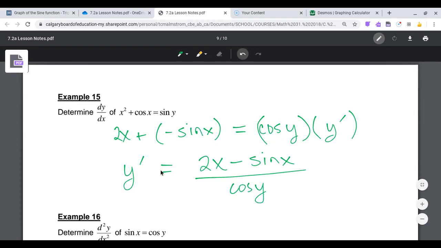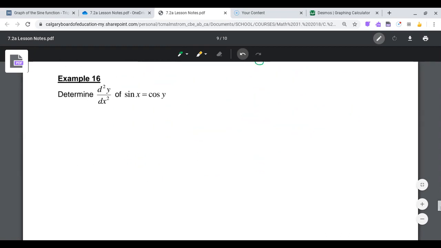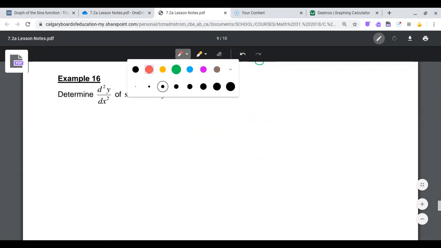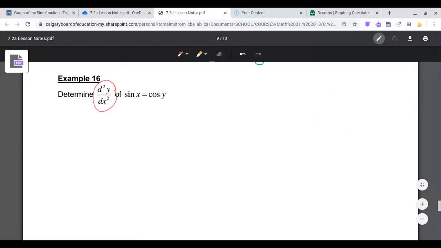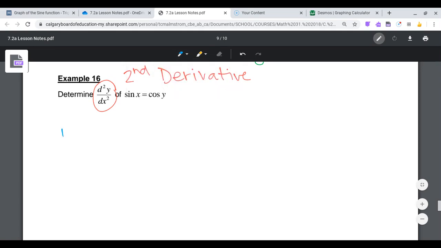All right, example 16. So in this one, hopefully we're noticing that we have some 2's in here. So this is actually asking us to take the second derivative. So we have to do this twice. Okay, so let's look at the first derivative.